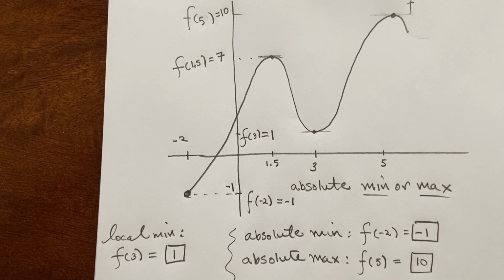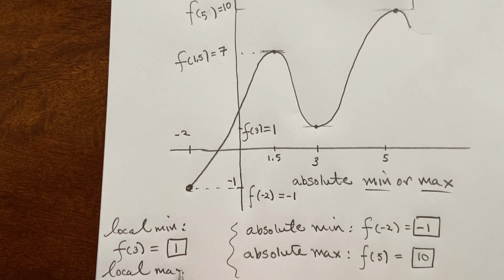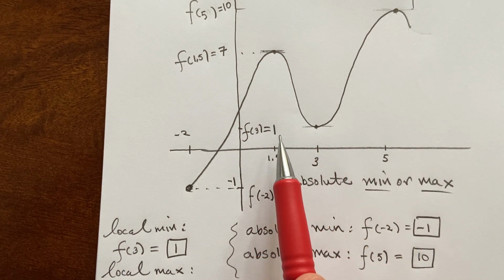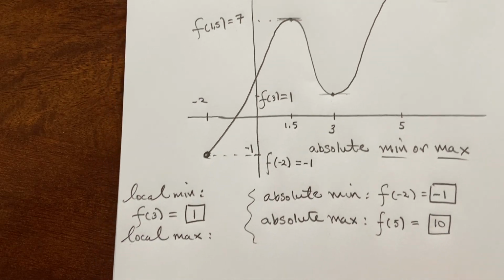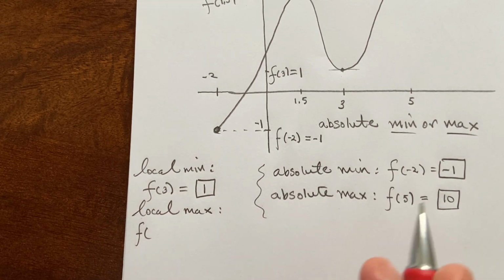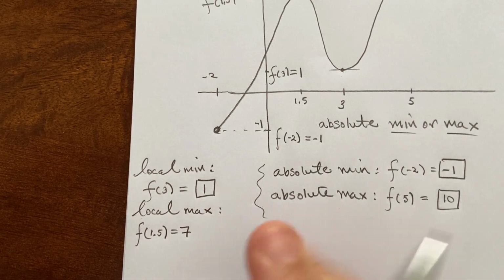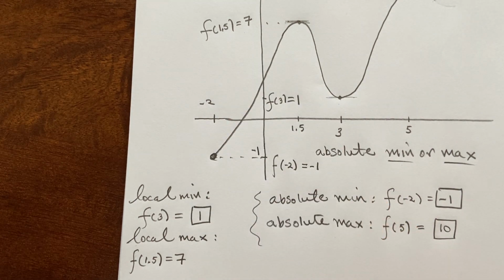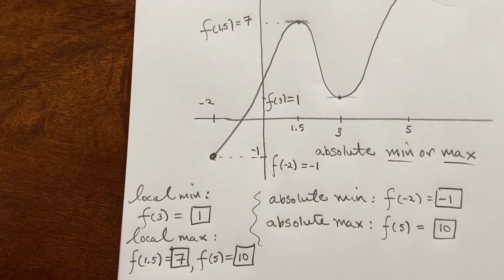And then I would have local max. I have a couple of them. Actually, I have one here. So I'll have a local max there of 7, and then I'll have another local max here of 10. So I'll have f of 1.5 equals 7, right? The 7 right here. And then I also have f of 5 equals 10. And these outputs are actually the local max.